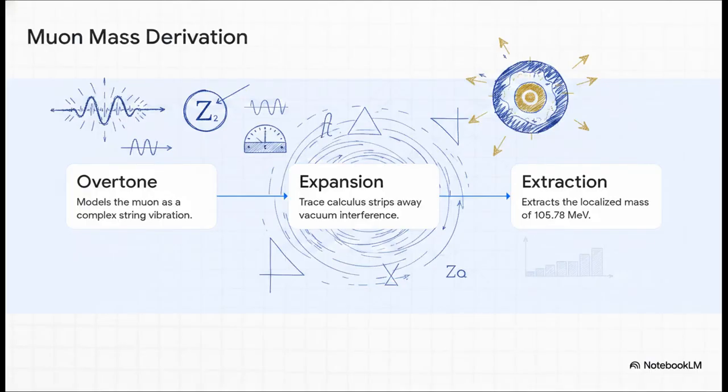With our vacuum baseline firmly established, how does this engine actually compile lightweight data programs, like leptons? Let's trace the exact steps for deriving the mass of a muon. First up, the overtone mechanism models the muon not as a tiny dot, but as a complex string vibration buzzing at a 23.6742 MHz master frequency. Next, trace calculus expansion jumps in to strip away any vacuum interference. And finally, mass extraction isolates the precise, localized mass of the particle.